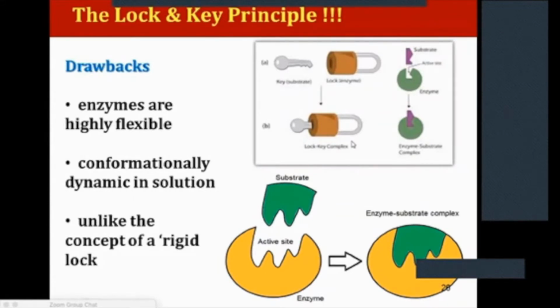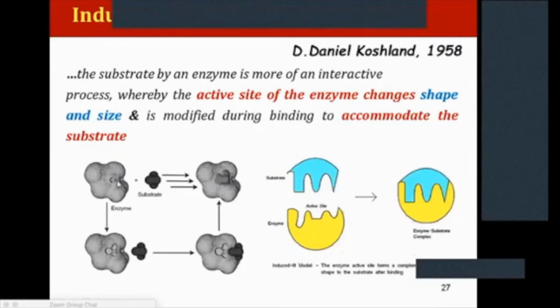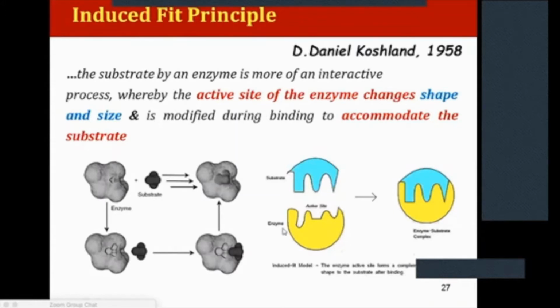In this, enzymes are conformationally dynamic, as we know. There are certain things called active sites in the enzymes. They change their shape and size according to the substrate so that they can accommodate the substrate. You can see here, the enzyme has a different cavity shape and size, and the substrate is different. But when the substrate approaches the enzyme, it changes its size and shape and forms the enzyme-substrate complex. This is where the inspiration was taken and supramolecular chemistry was developed.